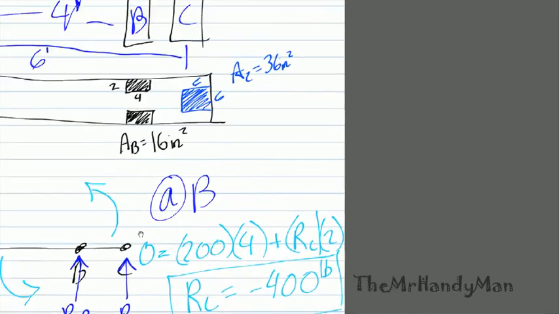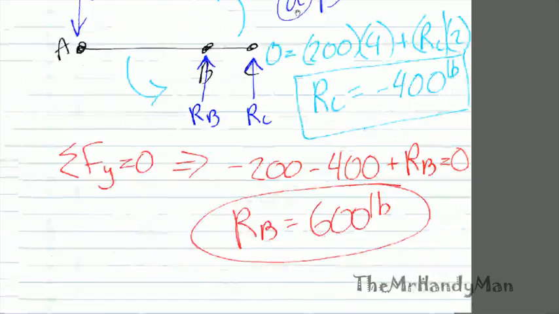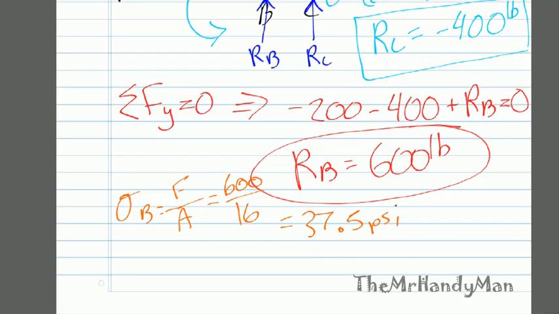What we're going to do is dive in and calculate the stress at points B and C. That's not too difficult. Let's just do that real quick. The stress at B is force over area, which is equal to 600 over 16, which is 37.5. Now realize that this is PSI.